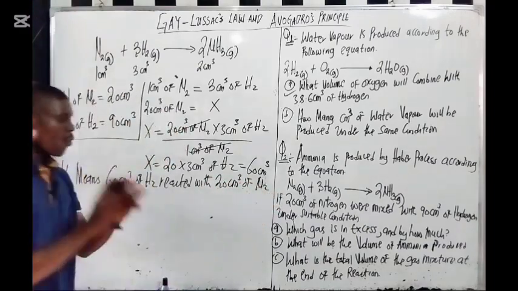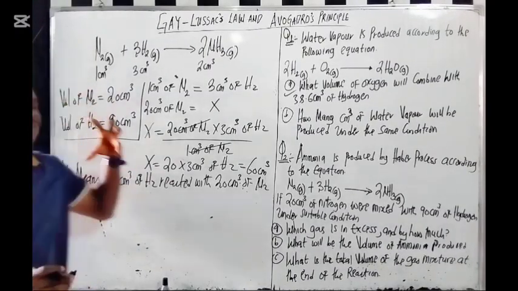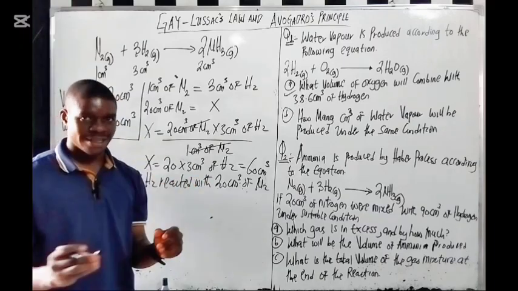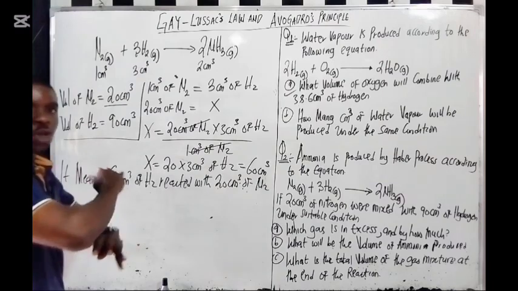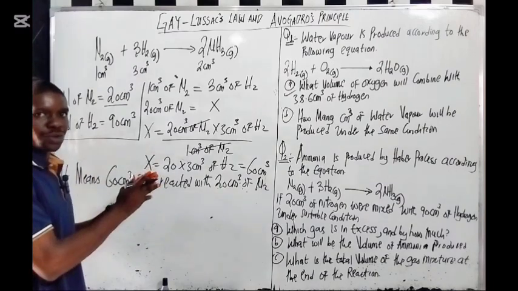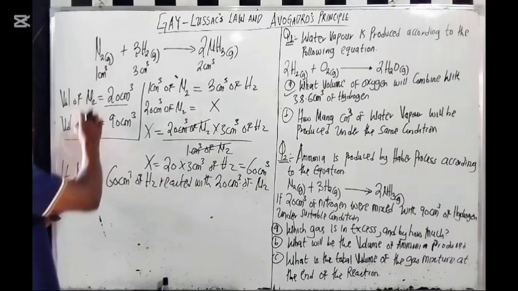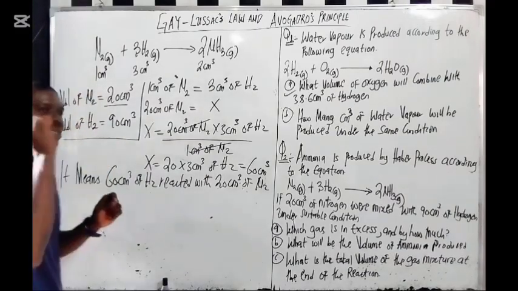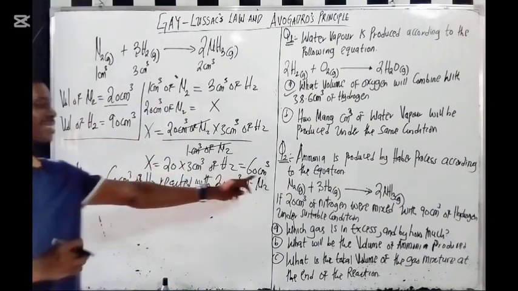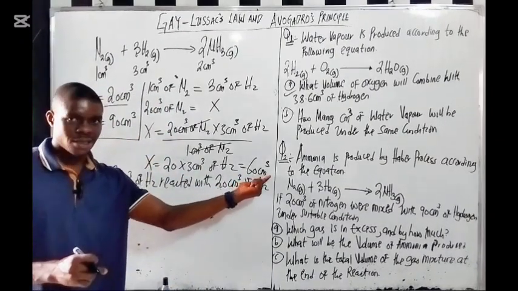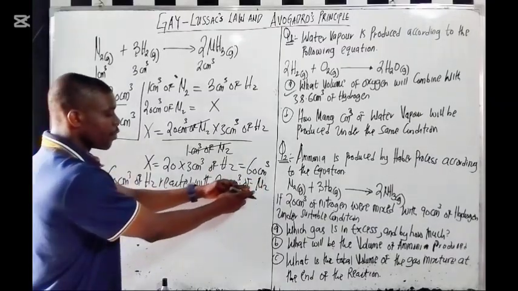Do you see that? What does it mean here? It means that the volume of N2 is being used up completely. So the 20 cm cube of N2, that is nitrogen, was used up completely in the chemical reaction. Now, the amount of H2, although 90 was given to us, the amount that actually reacted is not up to 90. It is just 60. That means 60 cm cube of H2 reacted with 20 cm cube of N2.